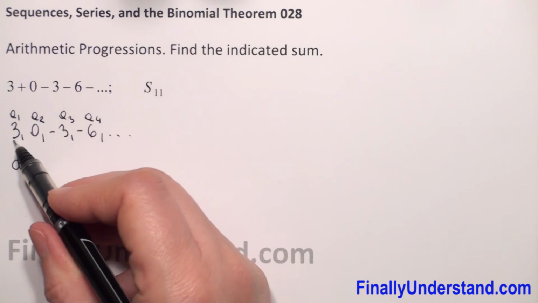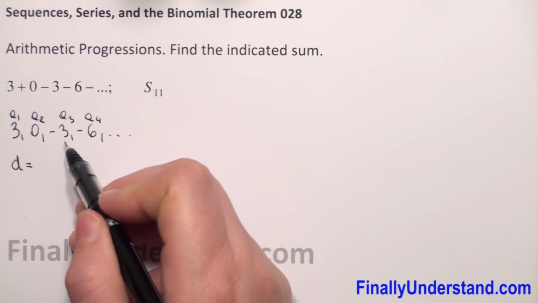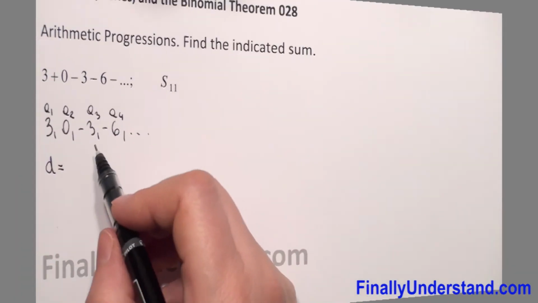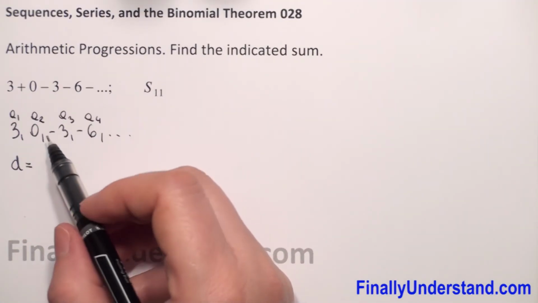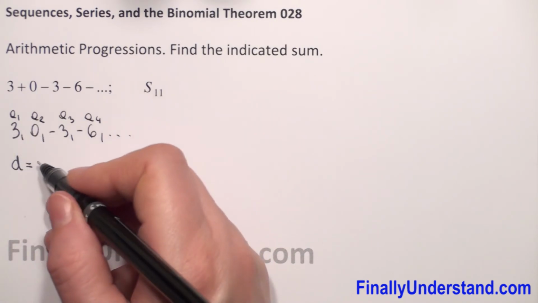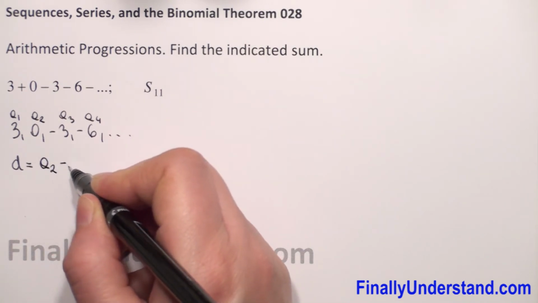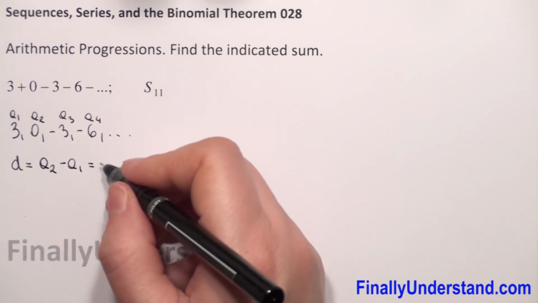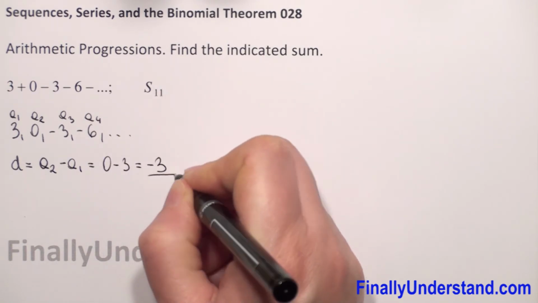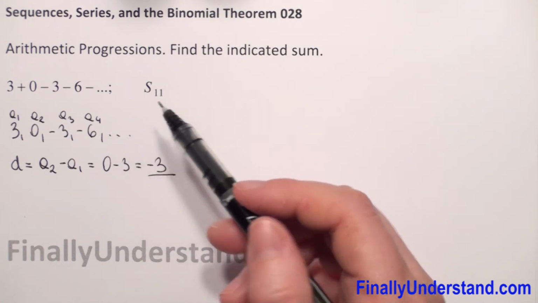So for example a1 and a2, or a2 and a3, or a3 and a4, and subtract the first one from the second. So for example, let's choose now a1 and a2. From a2 we have to subtract a1, so it will be 0 minus 3, so this is negative 3. We have d. We know that this is an arithmetic progression.